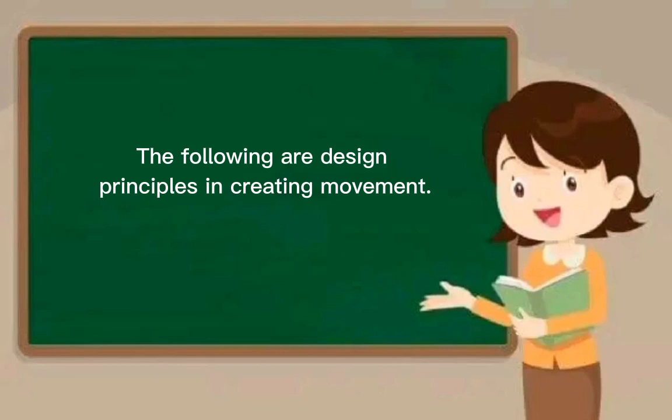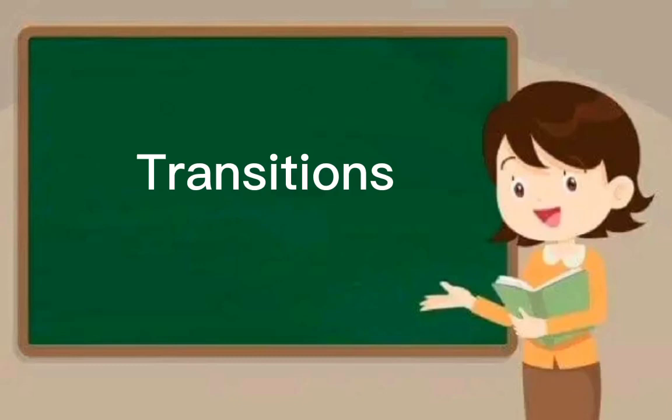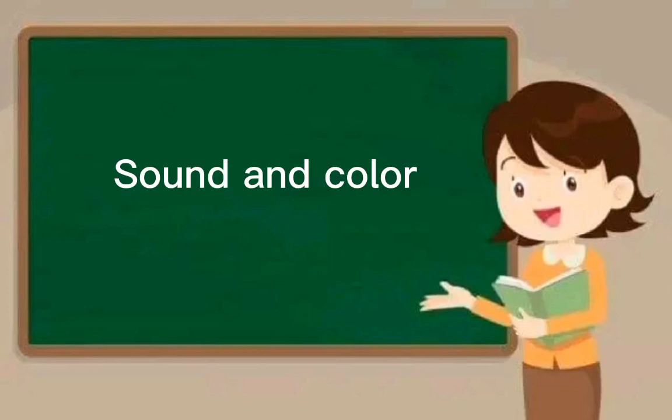The following are design principles in creating movement: speed, direction, and timing. Timing affects recall. Fast movement sends across information. Slow movement provides emphasis and lasting recall. Transitions are used to switch between scenes, having a clear start and finish in your motion paths or scenes, using neutral colors at the start or at the end of the scene. Sound and color add depth and meaning to movement.